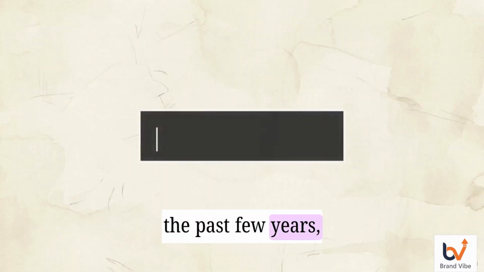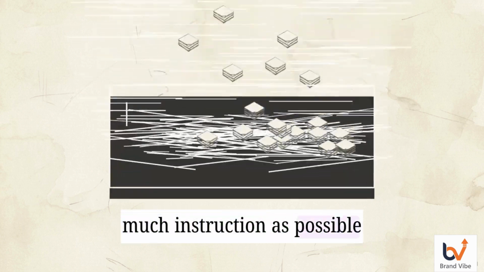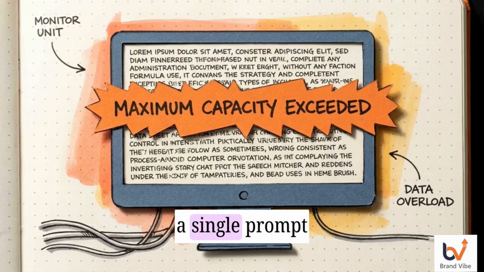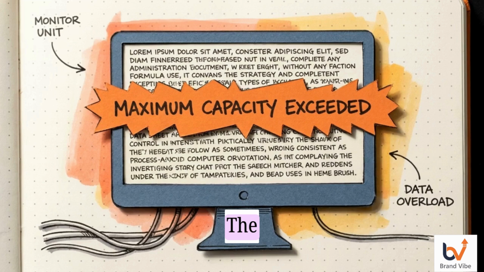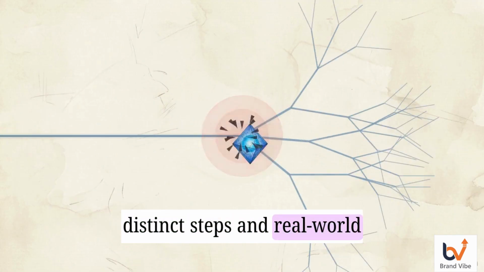For the past few years, the entire focus of the industry has been on packing as much instruction as possible into a single, massive block of text. But relying on a single prompt to execute complex work has hit a hard performance ceiling. The models break down when the task requires multiple distinct steps and real-world feedback.